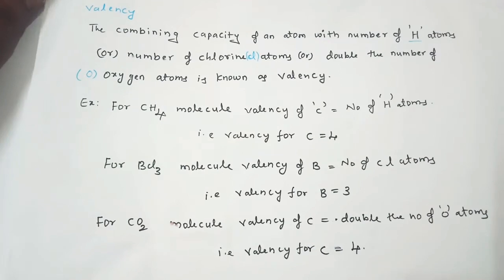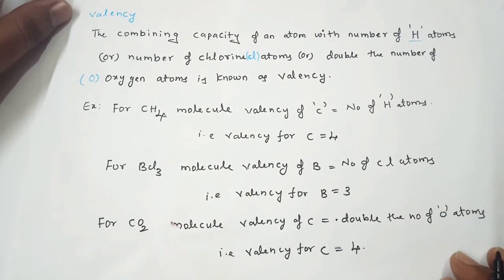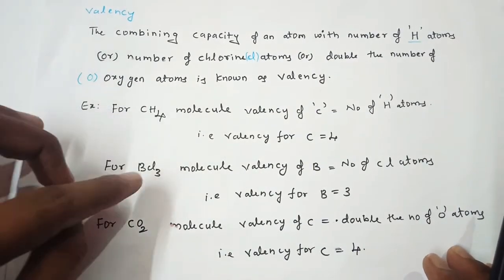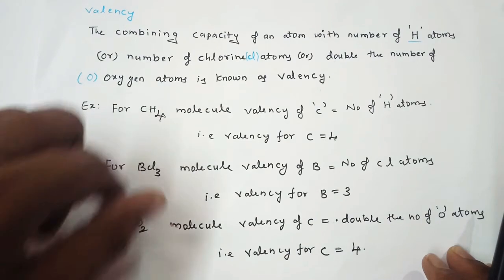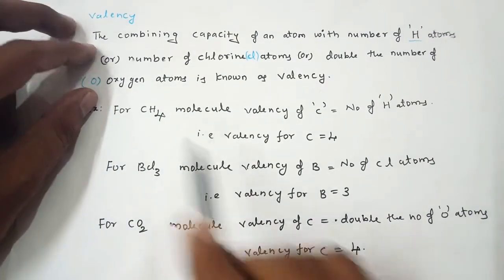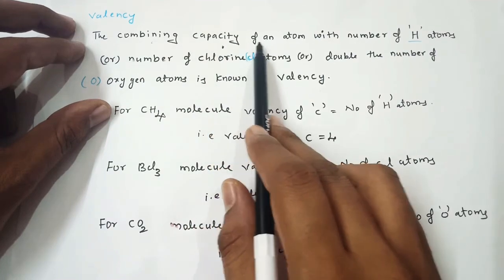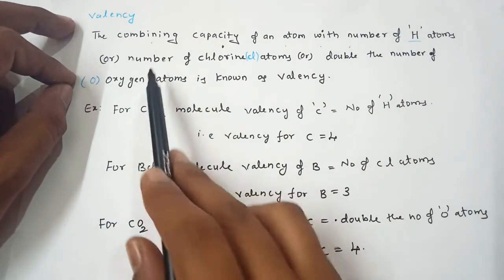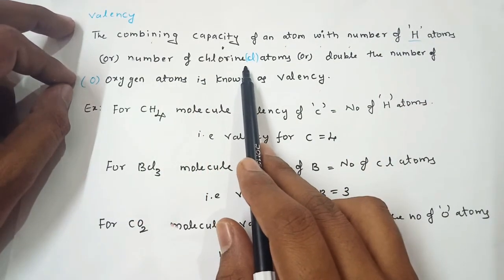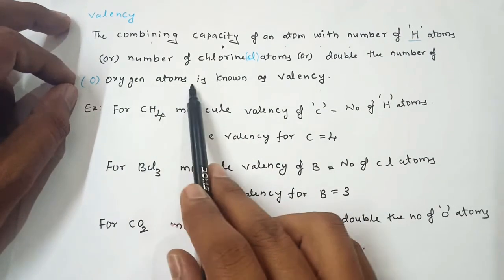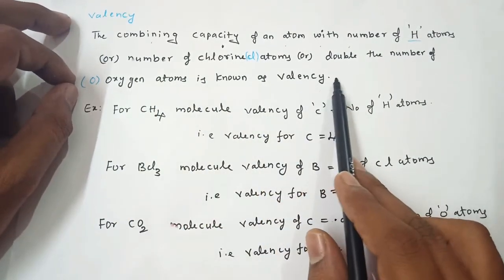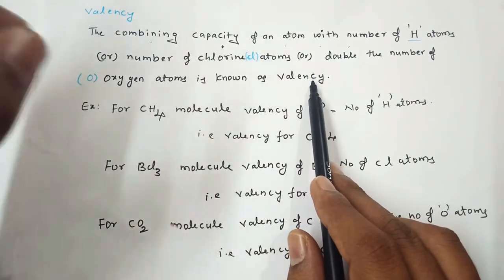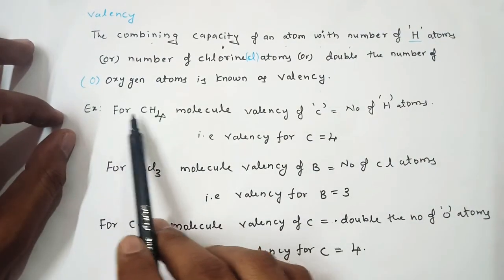See, you can also define the valency in other words, basing on the other three examples we have taken, like CH4, BCl3, carbon dioxide. Basing on these three examples also we can define the valency, that is the combining capacity of an atom with the number of hydrogen atoms, or number of chlorine atoms, or double the number of oxygen atoms, is known as valency. Just now we have taken, in the case of oxygen atom, we should take twice the number of oxygen atoms. Okay, see the same examples we have discussed.